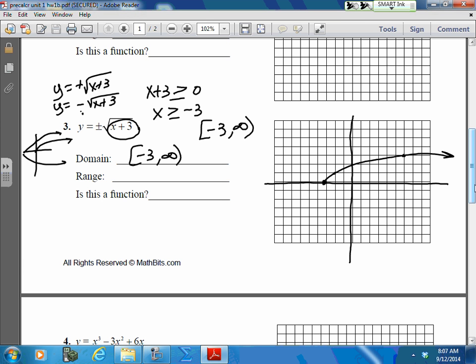See the domain restriction? Look in your calculator at your table. What does it say for negative 4? Error. It says error. That kind of helps us out. That means we had some kind of a domain restriction. If any x says error, we have a domain restriction. We found it algebraically. We know what it is. So then we put it in our graph and we figured it out.